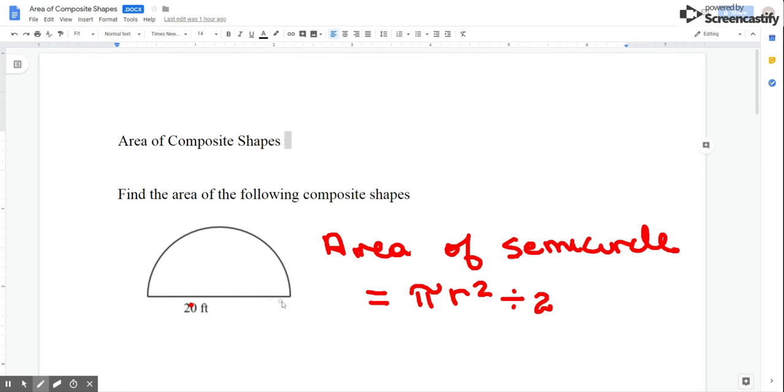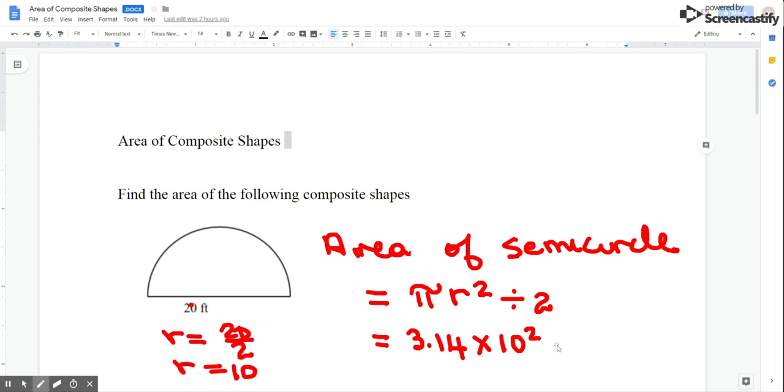20 is the distance through the entire circle, or the diameter. So the radius is going to be half of the diameter, which is 20 over 2. So the radius is 10 feet. We use 3.14 for pi, so we're going to replace pi with 3.14, and we're going to multiply by 10 squared and divide our answer by 2.